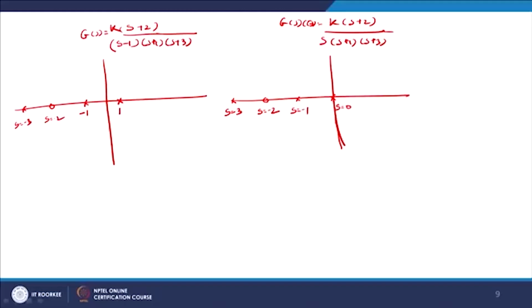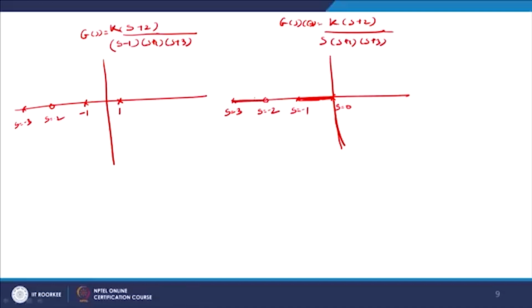First of all, we see the location of the root locus on the real axis. This is the basic rule: when there exists an odd number of poles, the root locus will lie there. Here is an odd number, but here it is even, so the root locus will not lie here, and the root locus lies here, where there is an odd number of poles.